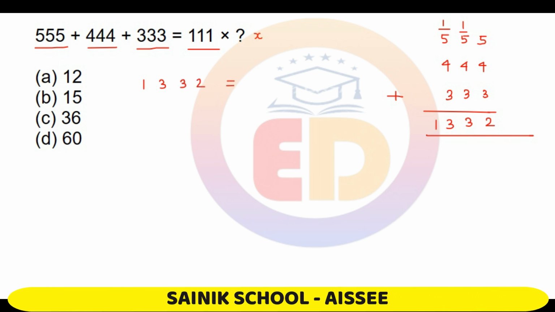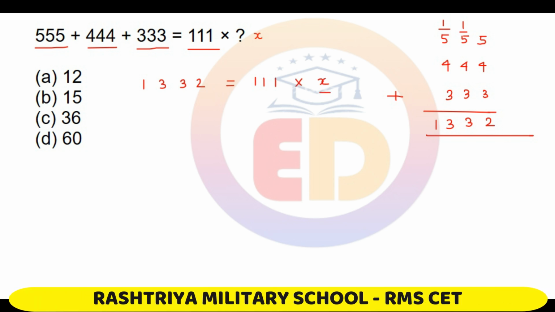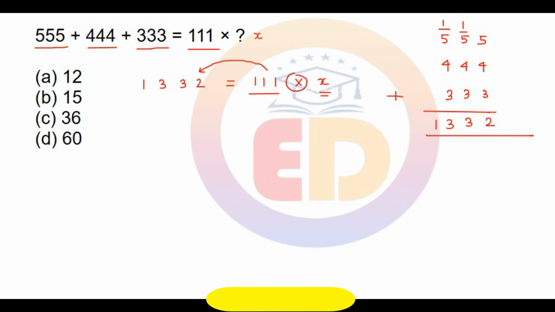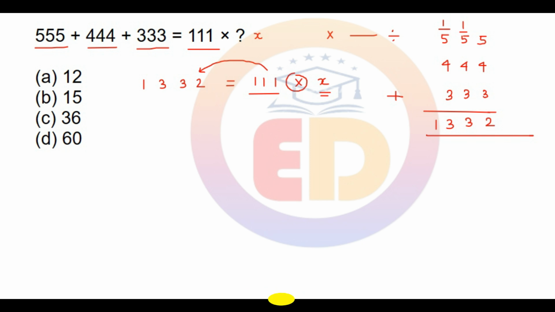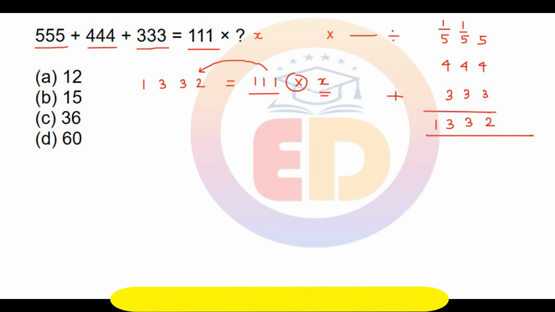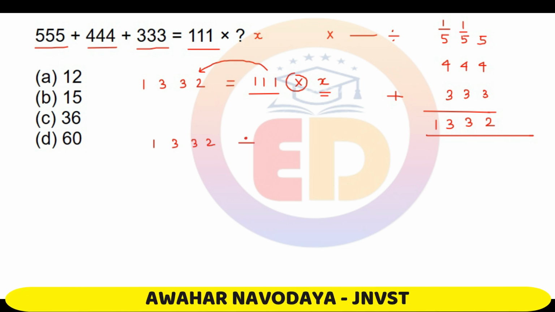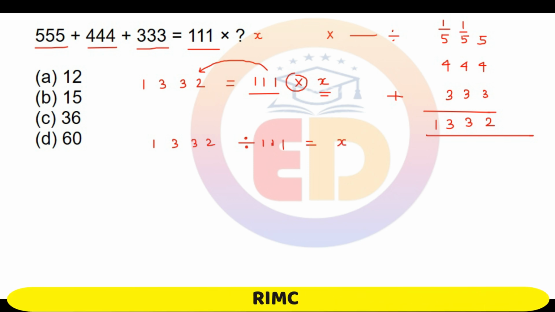1332 equals 111 multiplied by x. To find the value of x, we have to take 111 from the right hand side to the left hand side. On the right hand side, the operation of 111 is multiplication. Remember, when you change the side, multiplication will become division. So 111, when it goes to the left, will be divided. So I have to divide 1332 by 111, which will give me the answer of the question mark or the number x.